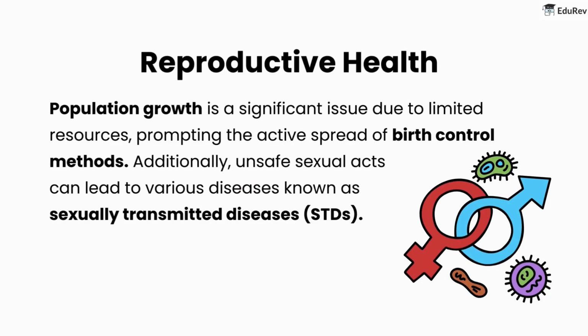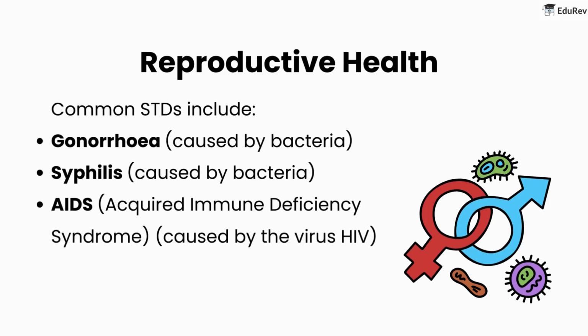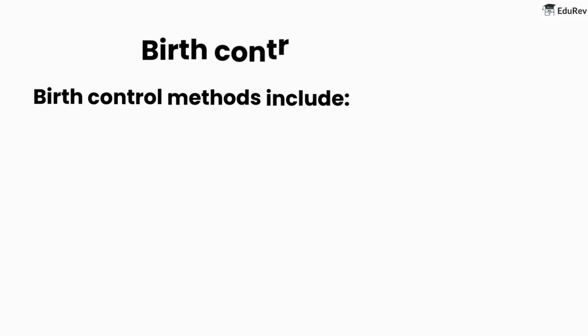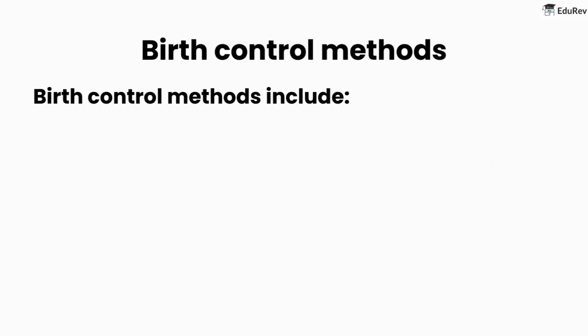Reproductive health. Population growth is a significant issue due to limited resources, prompting the active spread of birth control methods. Additionally, unsafe sexual acts can lead to various diseases known as sexually transmitted diseases, STDs. Common STDs include gonorrhea, caused by bacteria; syphilis, caused by bacteria; and AIDS, acquired immune deficiency syndrome, caused by the virus HIV. Let's look at a few birth control methods.